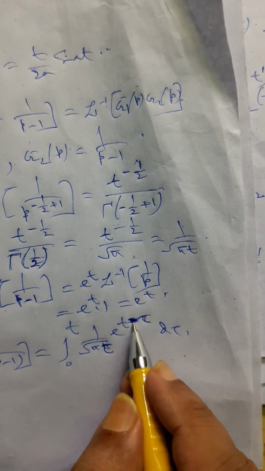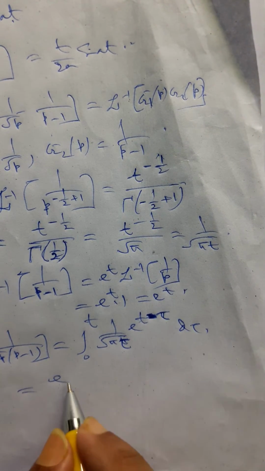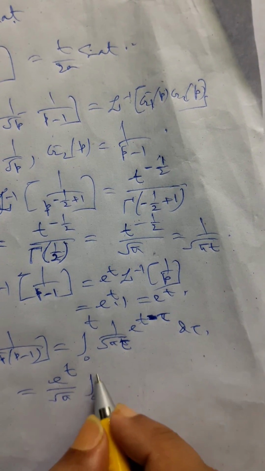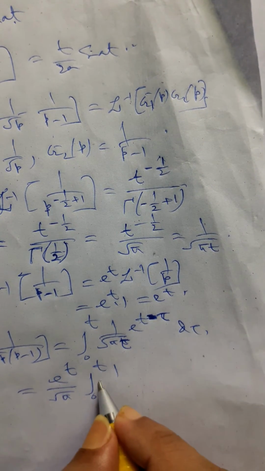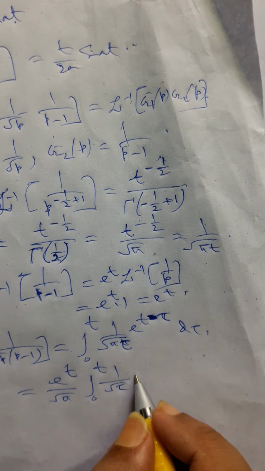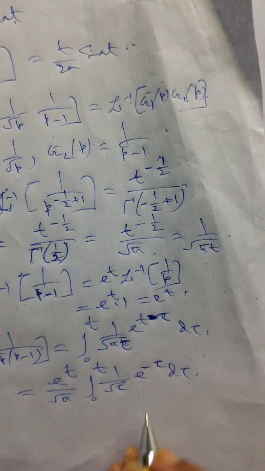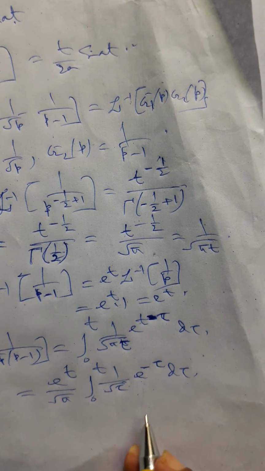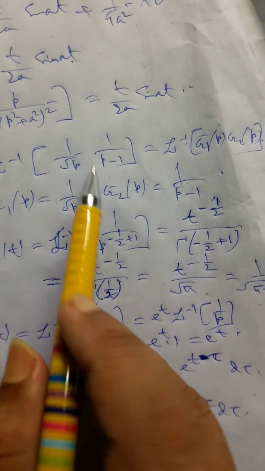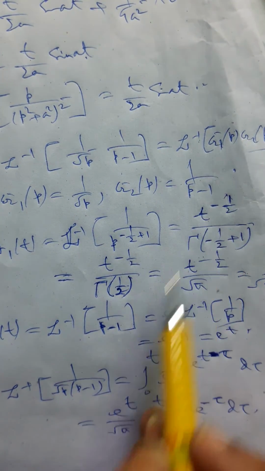What is the constant term treated here? E to the power t. So we write it outside the integral, e to the power t by root pi, and we write inside, 0 to t, 1 by root tau e to the power minus tau d tau. This will be the final answer of evaluation. And we already evaluated how to find the L inverse of this using the convolution theorem.